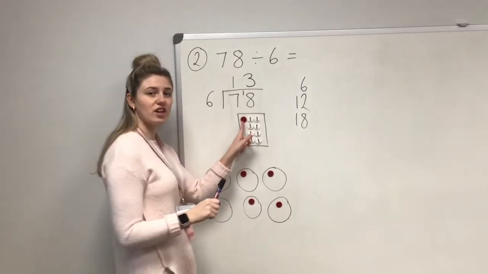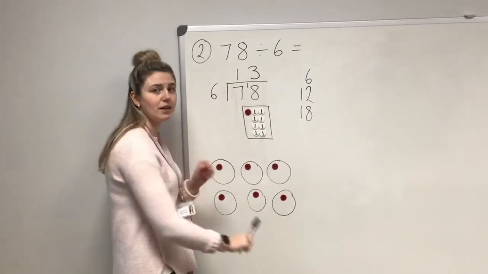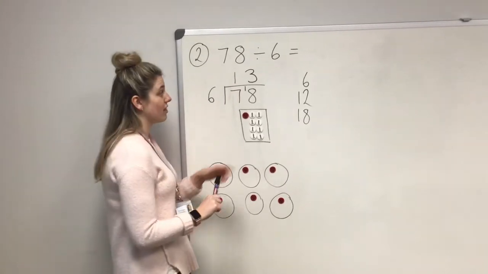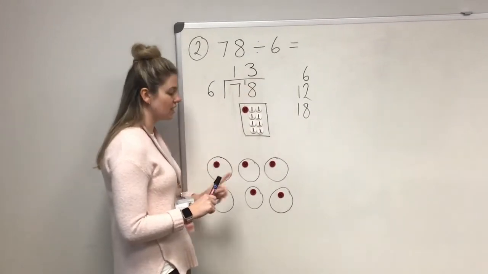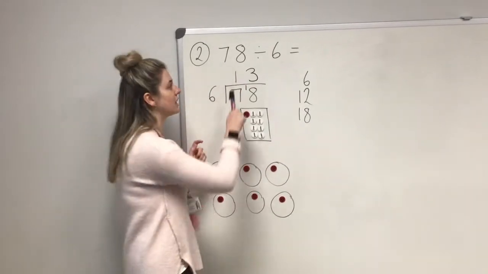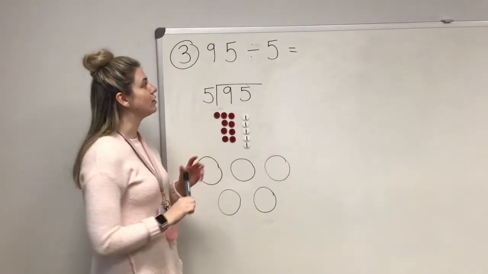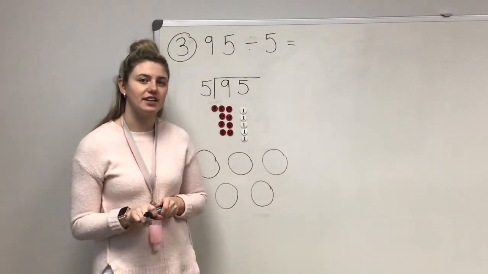If we were to exchange our 10s for 10 ones and then we split them between our 6 equal groups, there would be 3 counters in each group. Okay, so 78 divided by 6 equals 13. Question 3, 95 divided by 5.